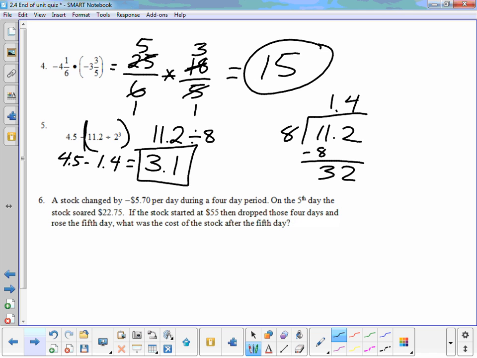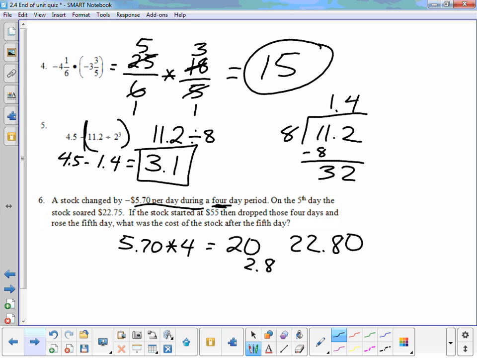Then on the last one, a stock changed by $5.70 per day for 4 days. So in other words, $5.70 times 4. We should get a grand total of 20, that's 5 times 4, and 4 times 0.7 is 2.8. So I have a grand total of 22.8 that I have to discount.